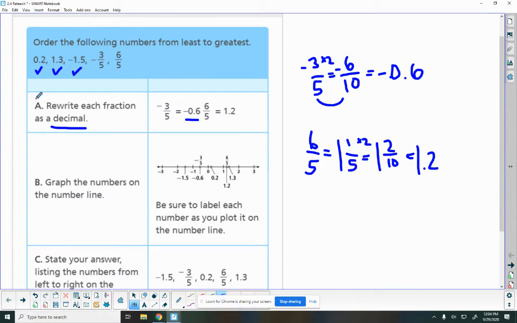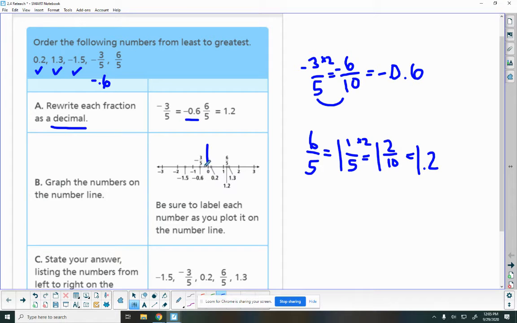Now we're going to graph them. So here is 0 right here. So 0.2 is going to be 2/10 over. 1.3 is 1 whole unit and 3/10 more. -1.5 is 1 whole unit and 5/10 more to the left. -3/5 we know was -0.6. So it's going to be 6 units over.